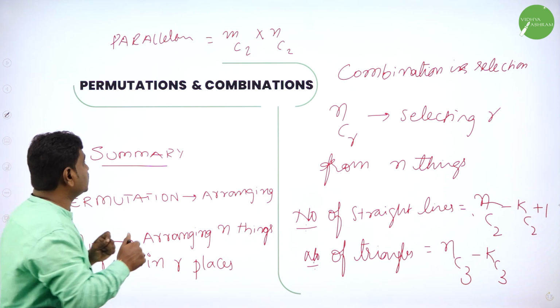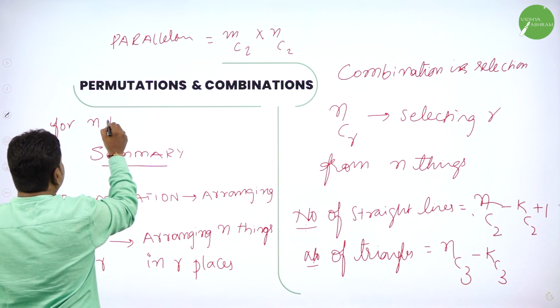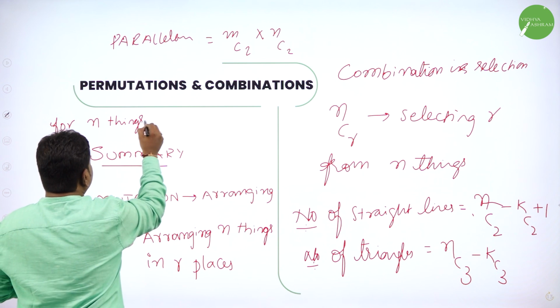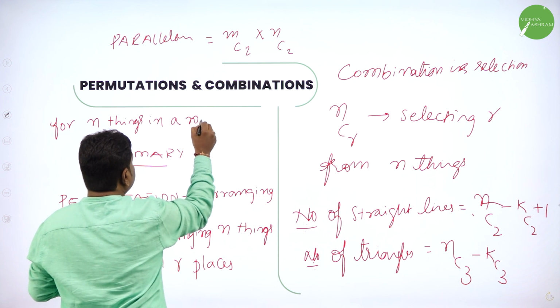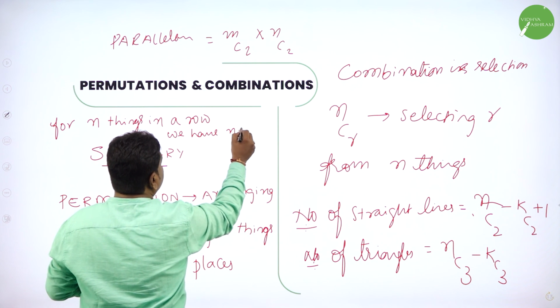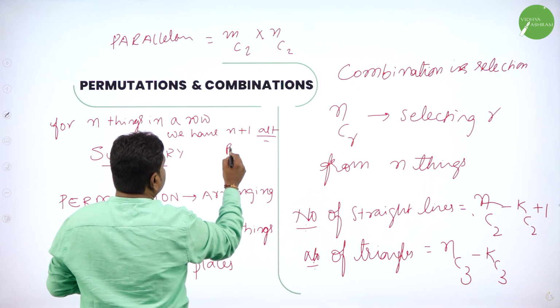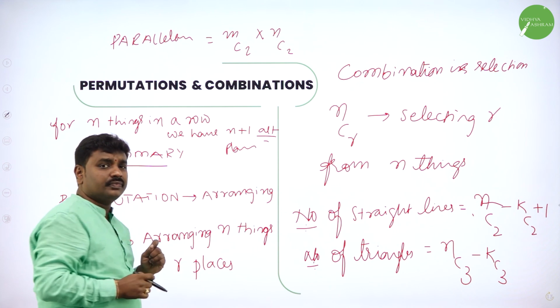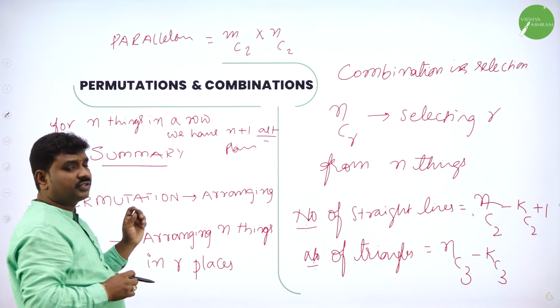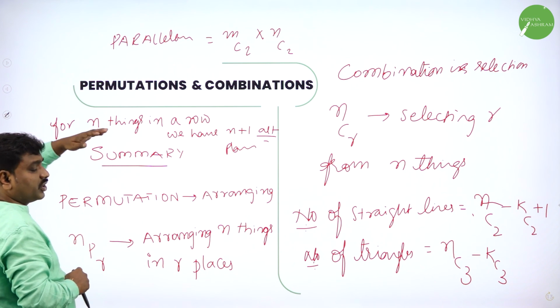And a very interesting concept I told: for n things in a row, we have n plus 1 alternate places. Or for n things, we have adjacent places, n plus 1, in-between places. So these are the basics required to solve the problems.